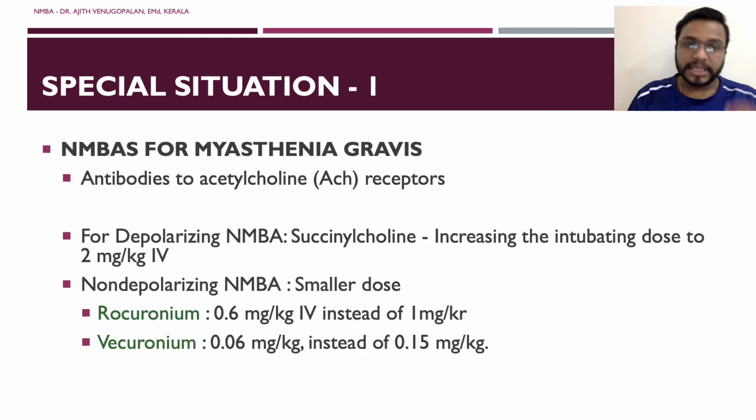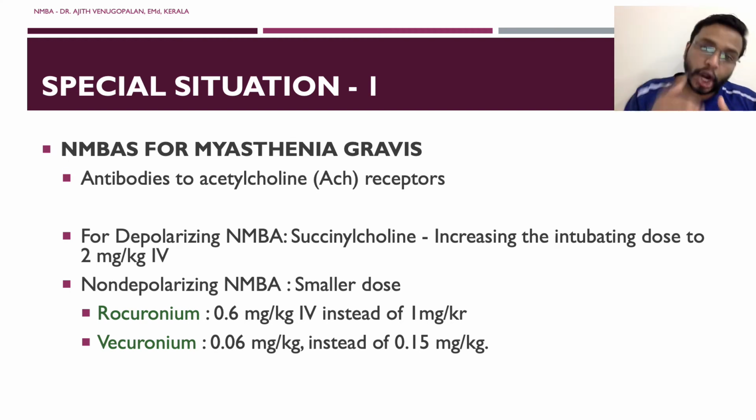In such cases, if you are using a depolarizing agent like succinylcholine, what you need is a higher dose of the drug. Earlier we used to give around 1 to 1.5 mg per kg. Now you are going to give around 2 mg per kg because we don't have many receptors. So we are going to give a higher dose to produce that stimulation and paralysis.